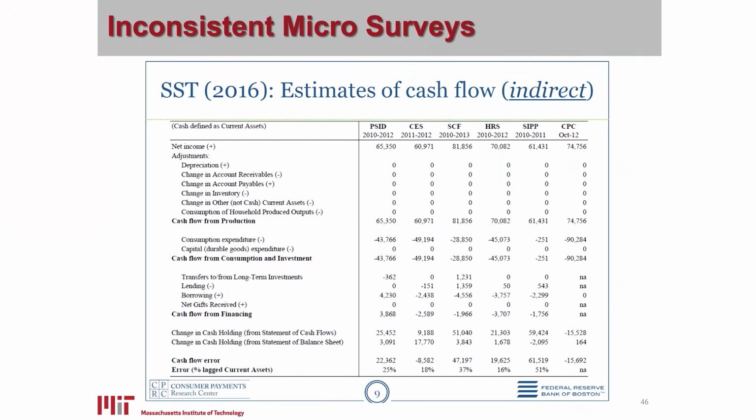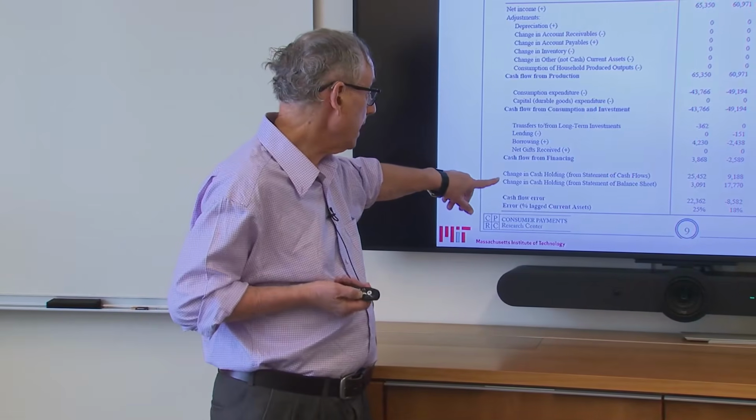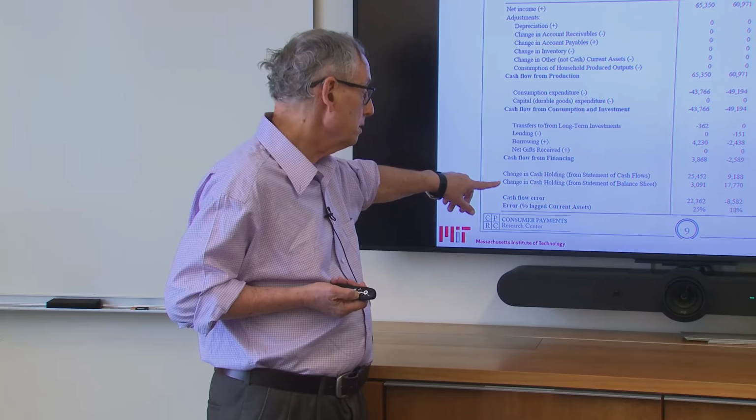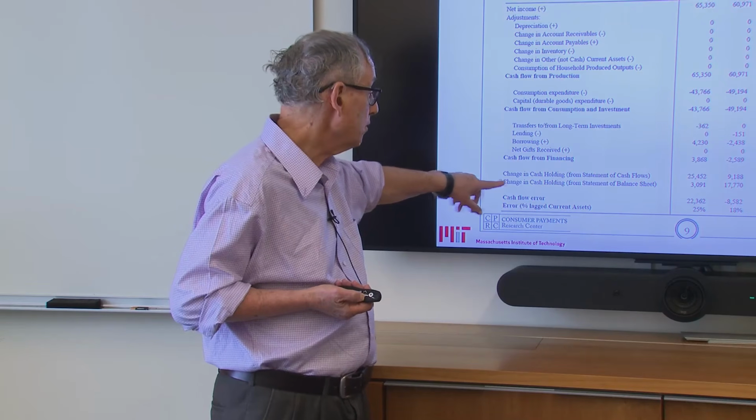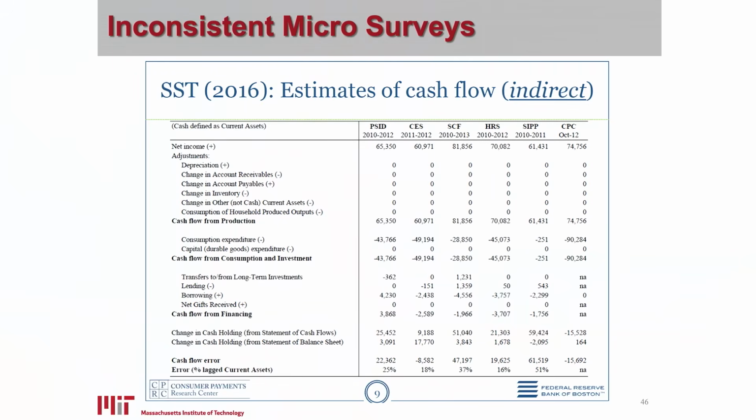But we did this with the Boston Fed for the Panel Study of Income Dynamics, which is one of the premier US micro databases, for the Consumer Expenditure Survey, the Survey of Consumer Finances, and, long story short, we looked at the discrepancy between cash holdings on the constructed statement of cash flows from each and every one of these data surveys and the change in cash holdings in the balance sheet, and it's typically way off.